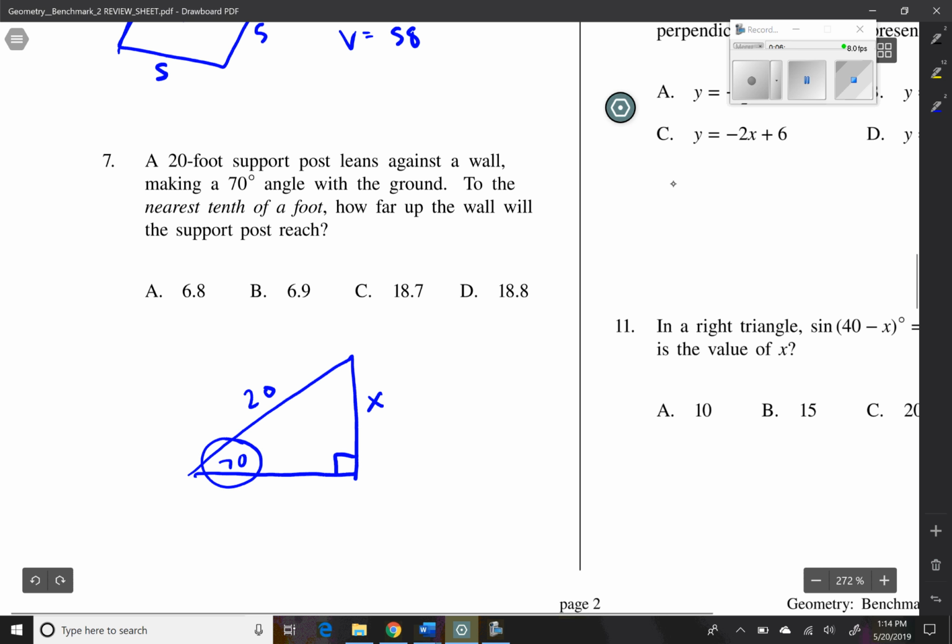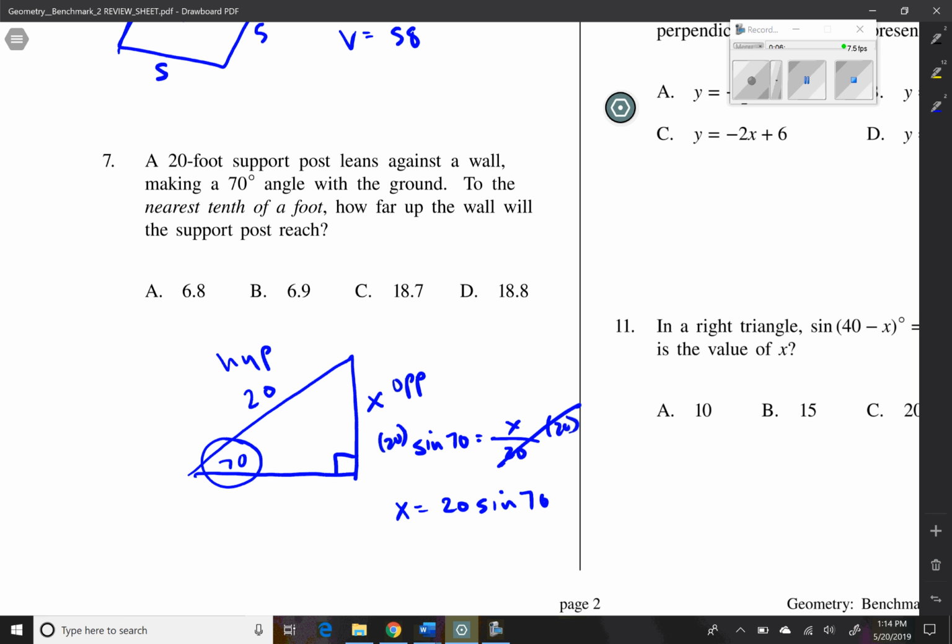Here's my angle. Here's the opposite. Here's the hypotenuse. So I could say the sine of 70 is equal to the opposite over the hypotenuse. Multiply by 20 to get rid of the fraction. We don't want fractions. I have x equals 20 sine of 70. So if I do 20 sine of 70, I wind up getting 18.79, which rounds to 18.8.